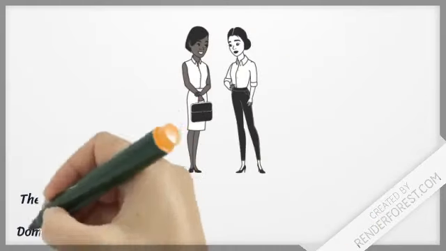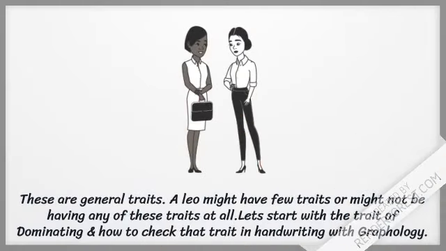These are general traits. A Leo might have a few traits or might not have any of these traits at all. Let's start with the trait of dominating and how to check that trait in handwriting with graphology.